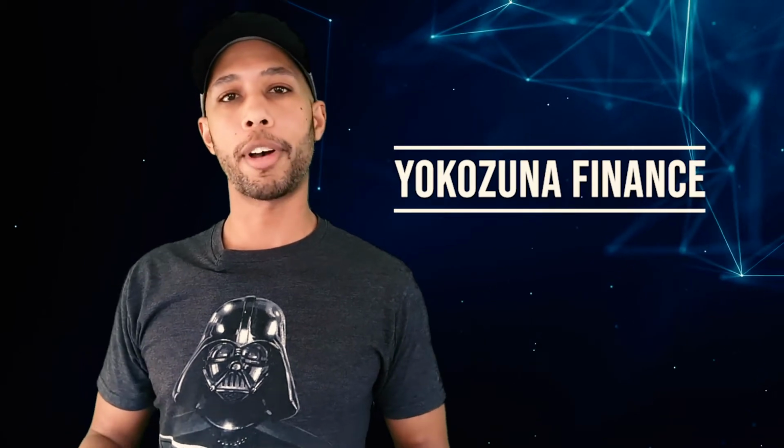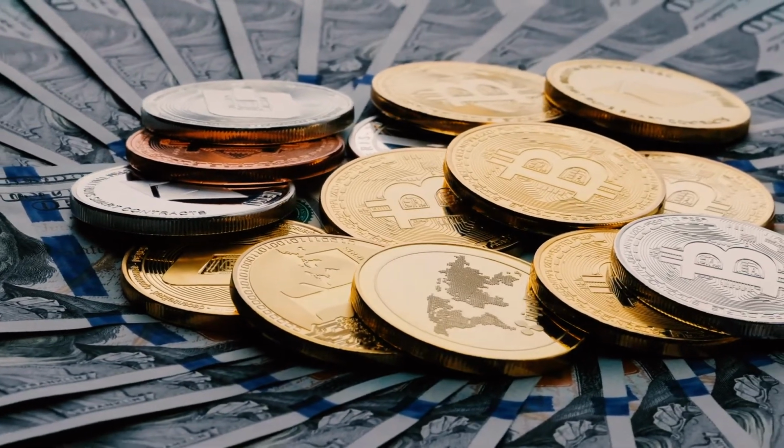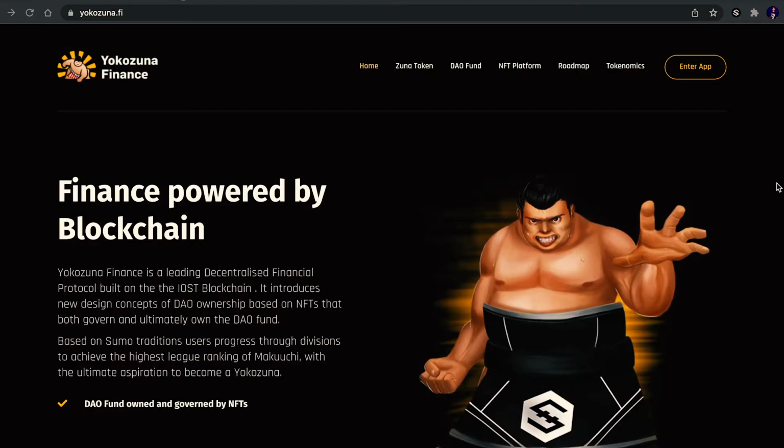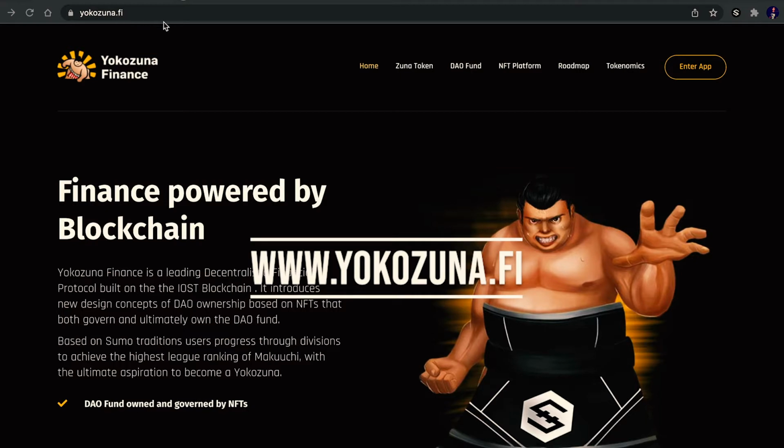Now that you got the quick rundown on liquidity pools, let's take a quick look at Yokozuna Finance and see how easy it is to actually add money to a liquidity pool and start earning dividends. All right, guys, here we are at Yokozuna Finance. They just recently launched on IOST blockchain.